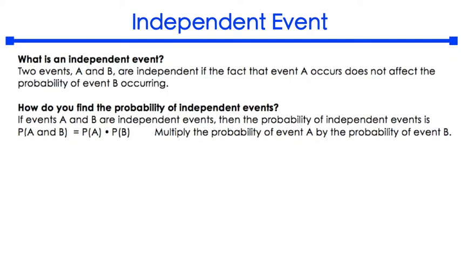Now, how do we find out the probability of independent events? It states that you're going to multiply the probability of event A with the probability of event B. So let's take a look at an example.